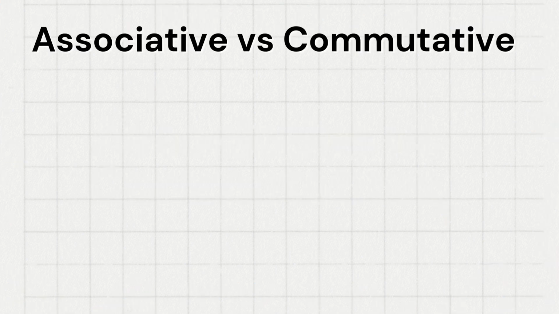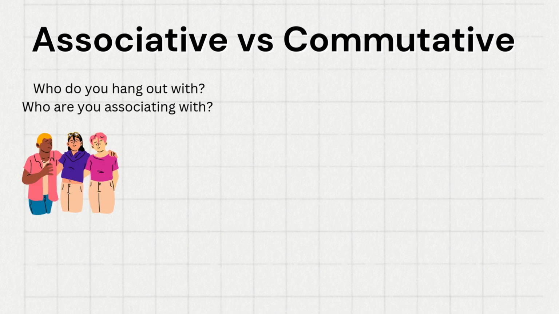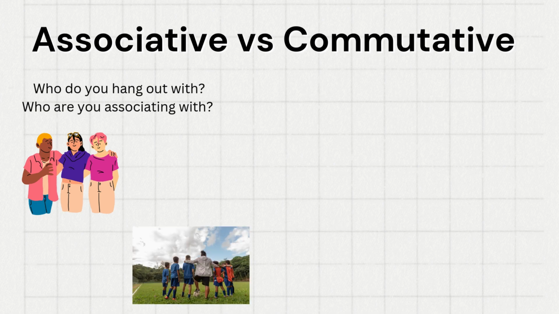So I will start by asking the students, who do you hang out with? Who are you associating with? So this starts getting them thinking about who they're hanging out with and not so much math. And here we want to look for a student that maybe says they have friends at school and then maybe they play a sport or they're in a club after school.